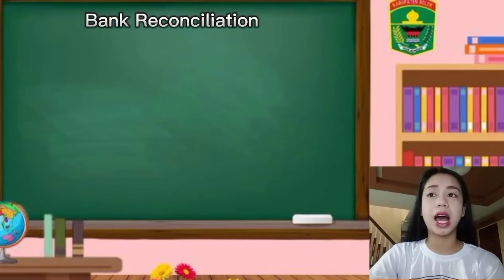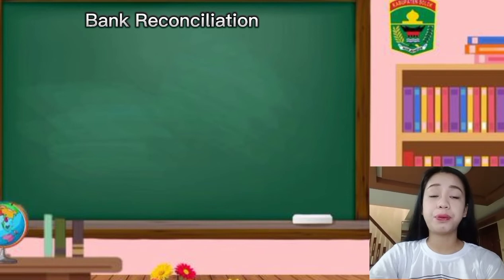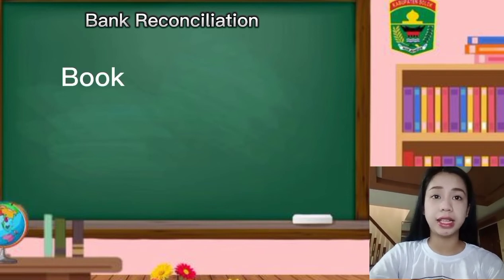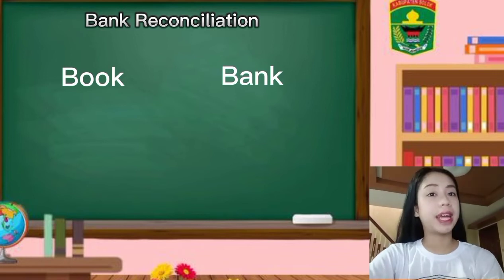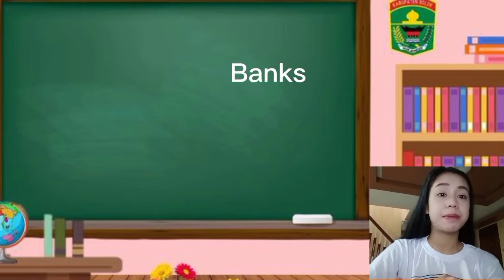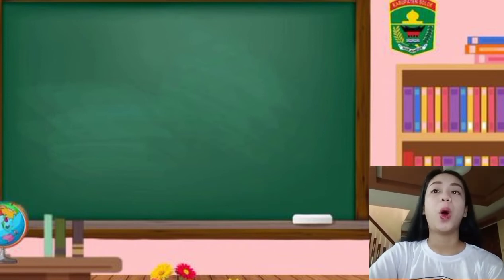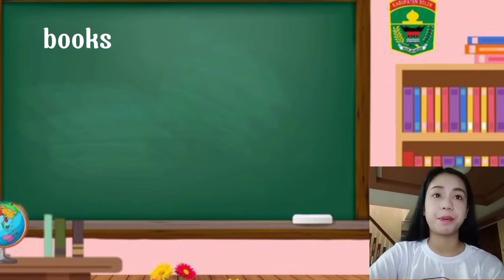Now, let me show you the format in solving the bank reconciliation problem. And this is actually the easiest way to solve it. You have first the book side, and on the other side is the bank. Alright. Again, yung books ay record ni clients, and sa bank naman ay yung record ni bank. Clear? Okay. Now, we start with the books first. Unahin natin yung unadjusted balance.